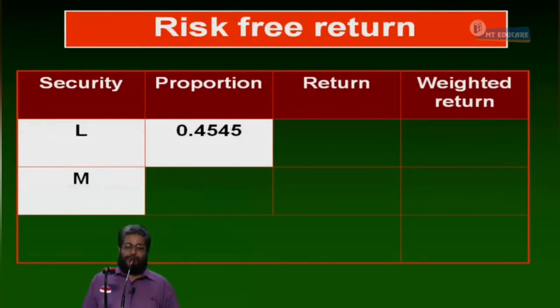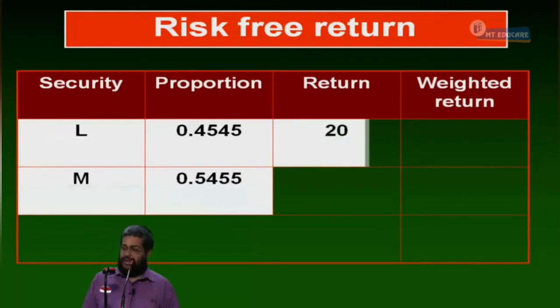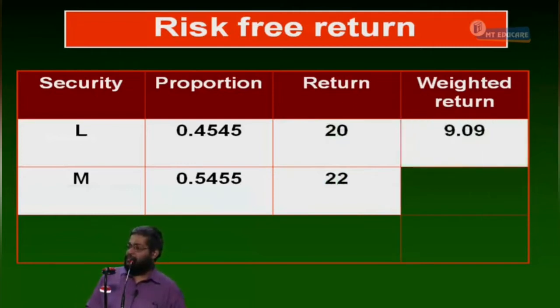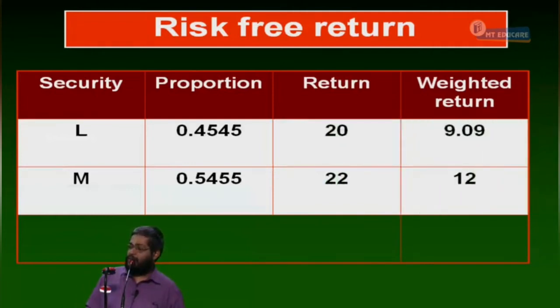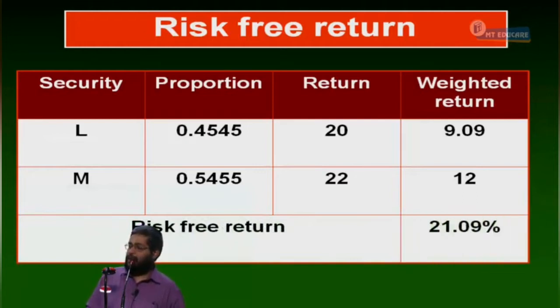0.4545. 45.45% or not? 0.4545. 0.5455. Look at the question. Tell me what is the return of L and M? 20, 22. The weighted return is 9.09 and 12. What is the total weighted return? It is 21.09.